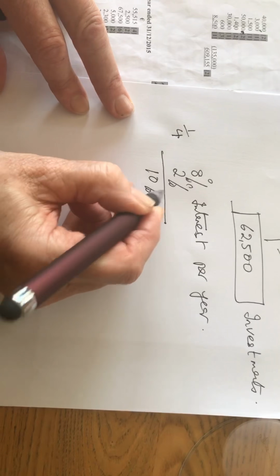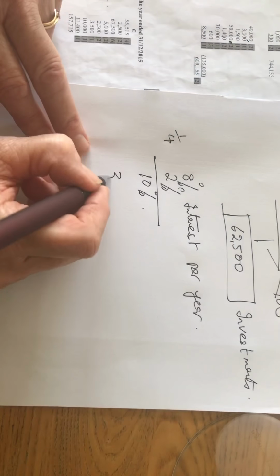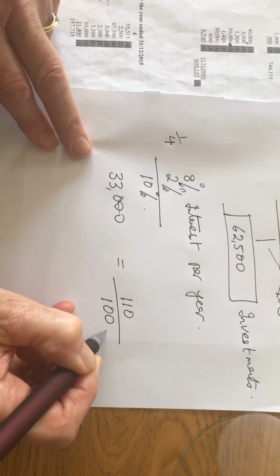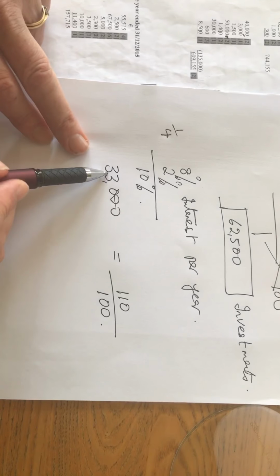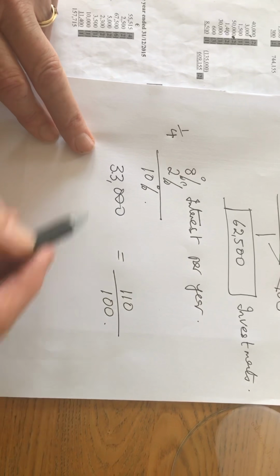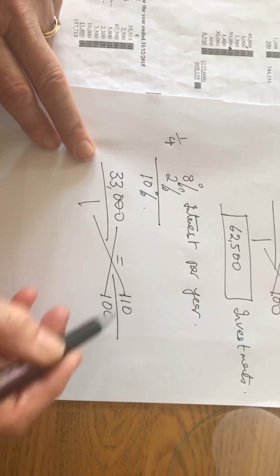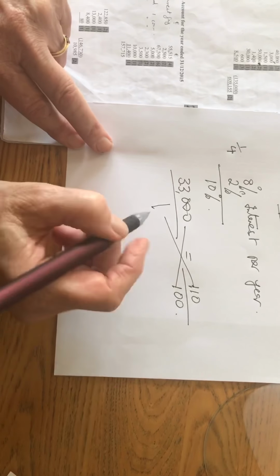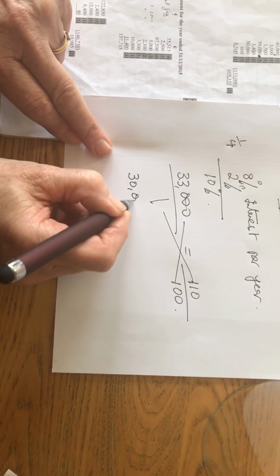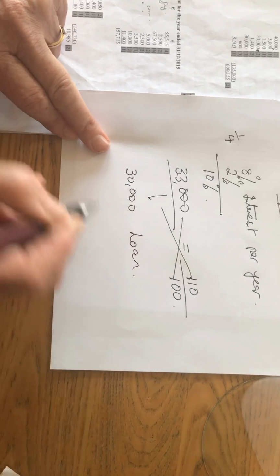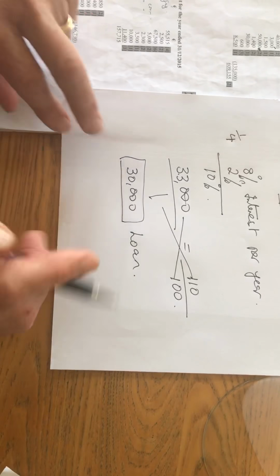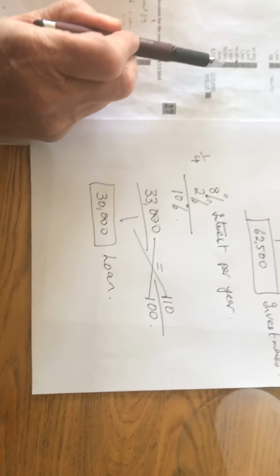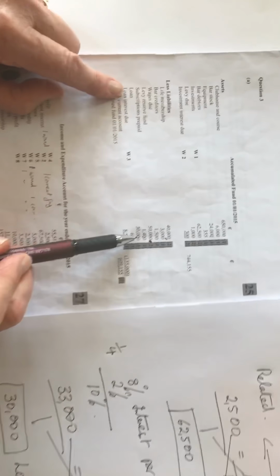So actually the total amount, that figure 33,000, is equal to 110% of a number, because it includes the loan plus 10% interest. If that figure is equal to 110% of a number, find the number. You will find that the actual loan was 30,000. That was the figure for the loan. So the 3,000 is the interest. So you put your 30,000 down here with your liabilities for the loan.